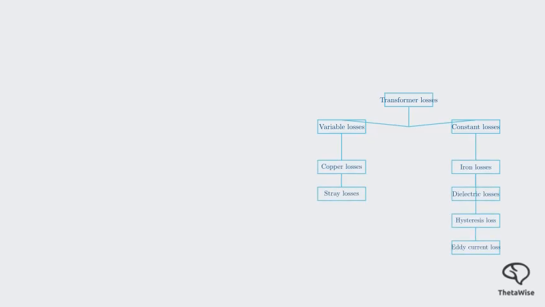We will now go through each of these losses one by one, explaining what causes them and how they are handled in transformer design. Let's begin with the first category, variable losses. As we said, these are losses that change depending on the load, which is the amount of electrical power the transformer is delivering to a circuit. We will first discuss copper losses.